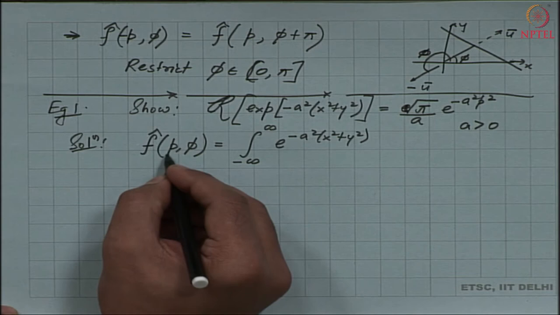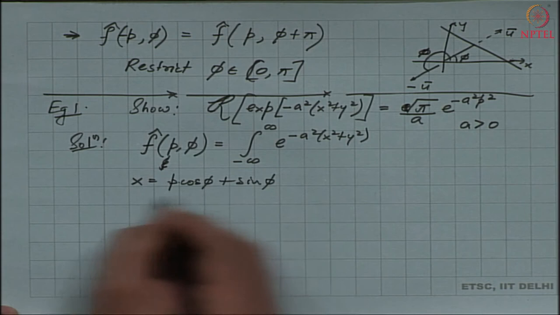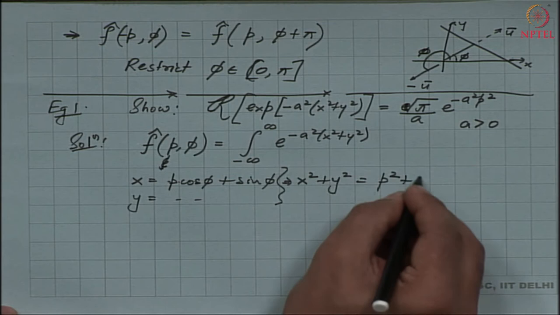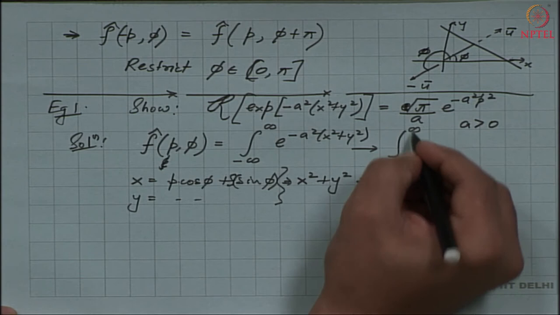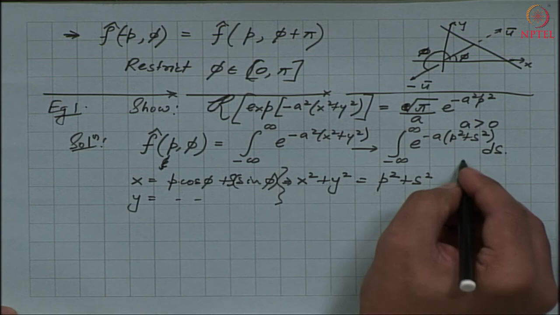So, I know that I had the relation for x: x was p cos phi plus s sin phi, and similarly y was in terms of p and s. So, if I were to evaluate x square plus y square, I can see that x square plus y square is nothing but p square plus s square. So, using the relation between x and y and p and s, I can readily change this integral into the integral in p and s. So, this becomes s square plus p square times ds. Let me call this 1.